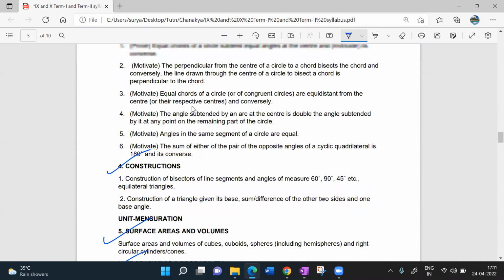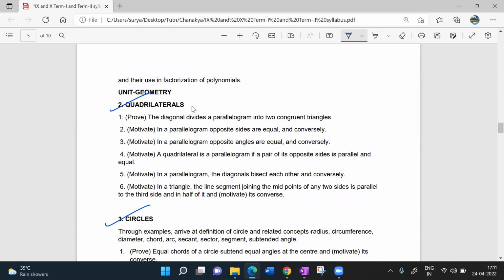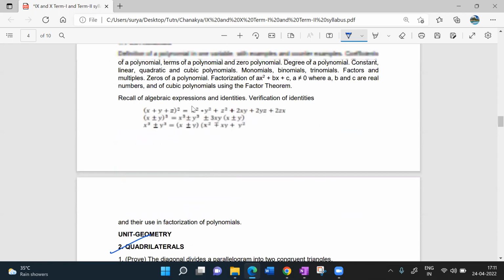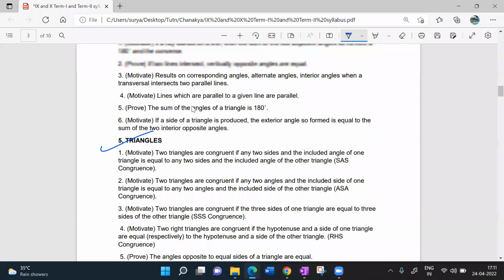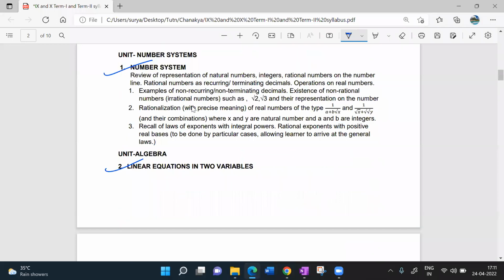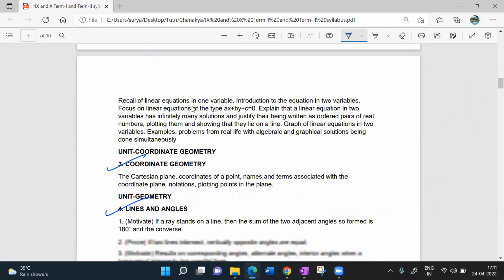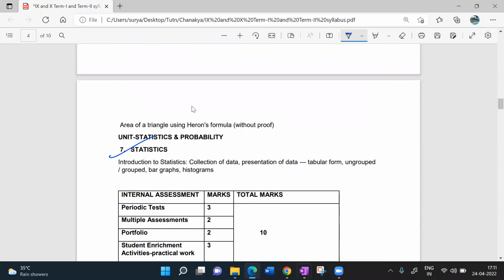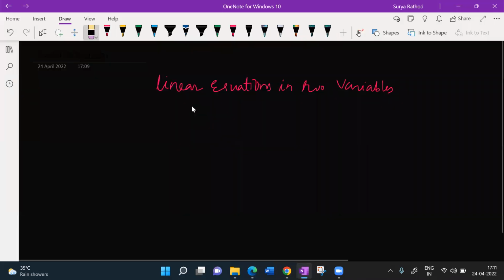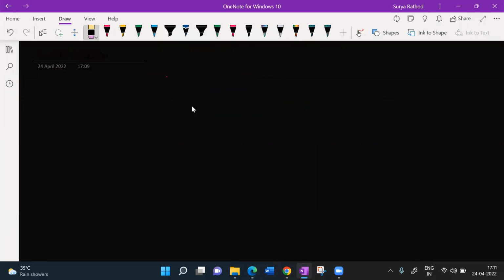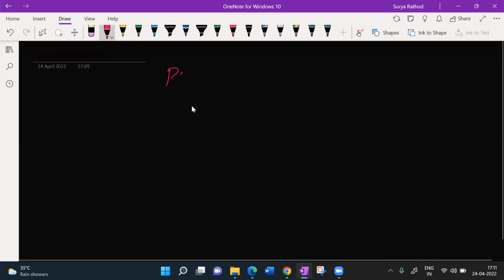Your seniors had term 1 and term 2 syllabuses. In term 1 syllabus, we had this lesson called linear equations in two variables. In term 2, we have polynomials. So do you want me to go with polynomials? Then let's go with polynomials. That's fine, no problem. We'll start with the polynomials.